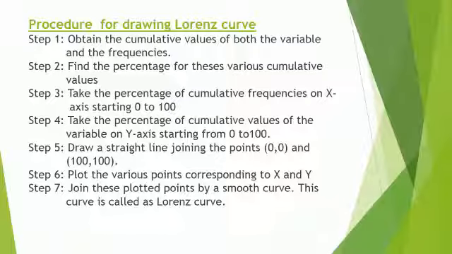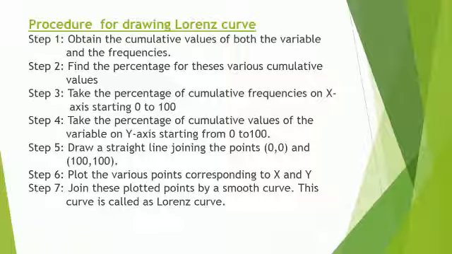To draw a Lorenz curve, we have to follow some procedures. First we have to find the cumulative values of both the variables and the frequency. Already we discussed what cumulative is. You have to find the cumulatives of the values and the frequency. Second, find the percentage of the cumulative values. First find the cumulative value and then find its percentage.